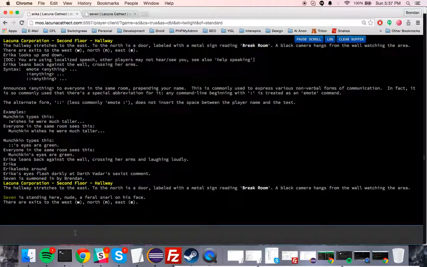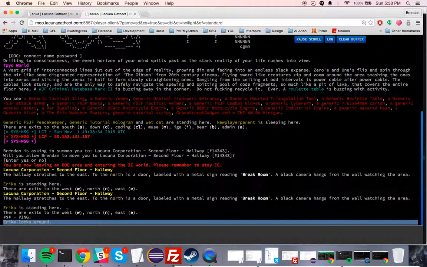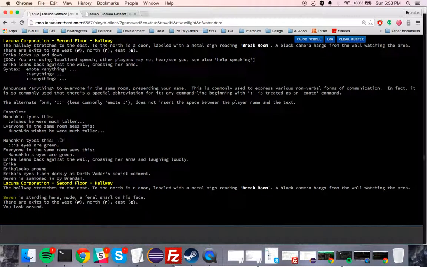So to give you an example, I would type dot look around. I see you look around. But what Seven sees is Erica looks around, right? So I see it in the first person as Erica. Seven sees it in the third person because it's not from his point of view.